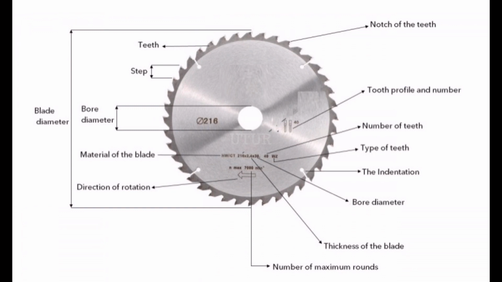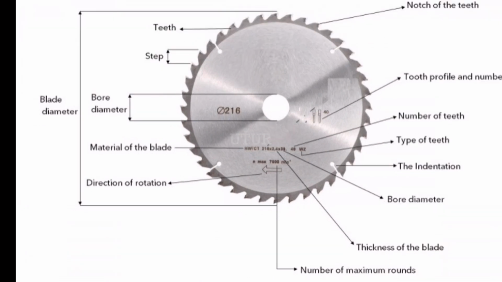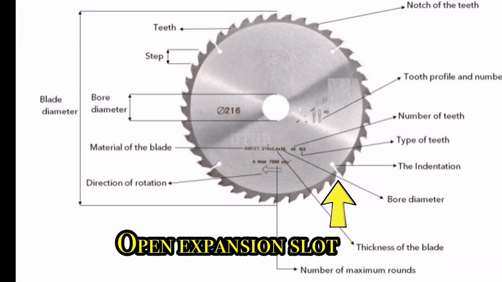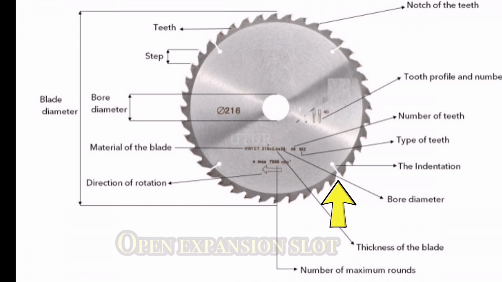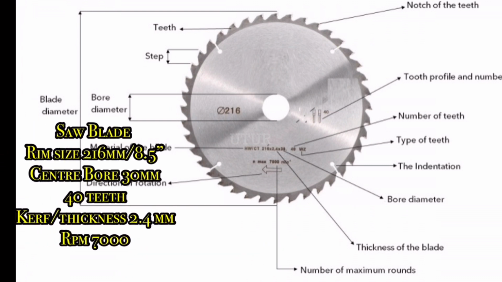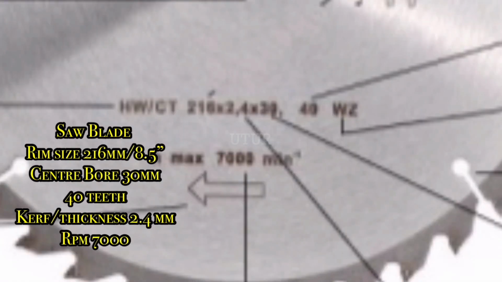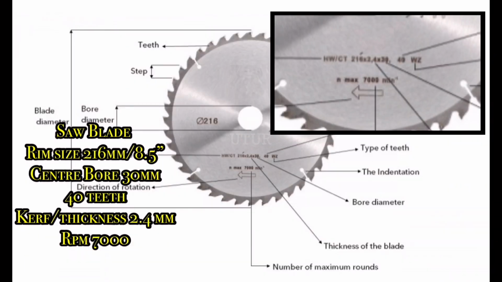Here we have got an economy cross-cut saw blade, and you can tell by its stamped plate, open technology and fewer teeth, with a very small gullet or space between each tooth. And if we zoom out, the stamped caveat highlights that the saw blade rim size is 8.5 inches, the center bore 30mm, it's got 40 teeth, and the kerf thickness is about 2.4mm with an RPM of 7,000.